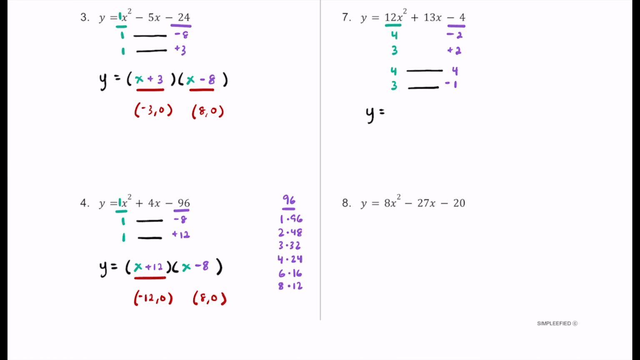So y is equal to, set up some binomials here. We're going to get 4x and 3x. The 4x is going to be paired with the +4, and the 3x pairs with -1.